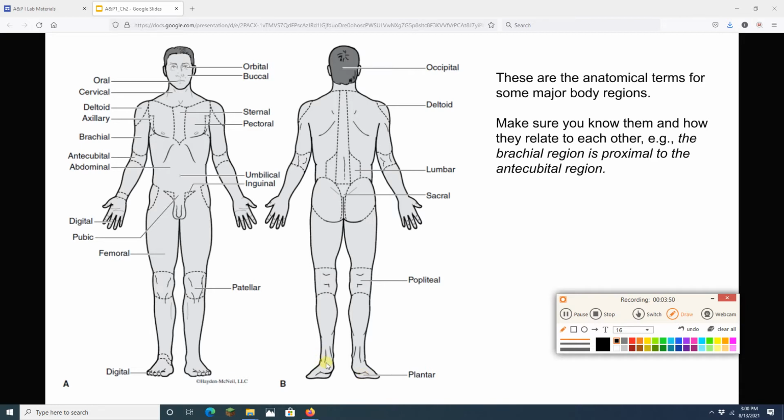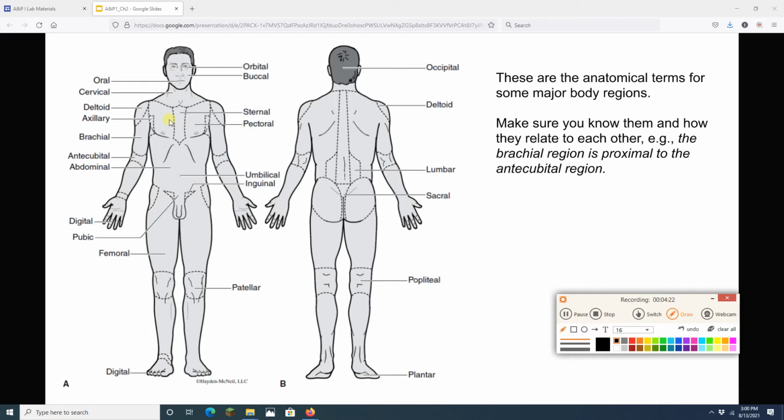So you got to know all these regions, and we'll encounter these regions throughout A&P 1 and A&P 2. You also should be able to describe them in relation to one another. Like, for example, the brachial region is proximal to the antecubital region because brachial is closer to the attachment here. Antecubital would be distal to brachial. Pectoral will be lateral to sternal, and so on.